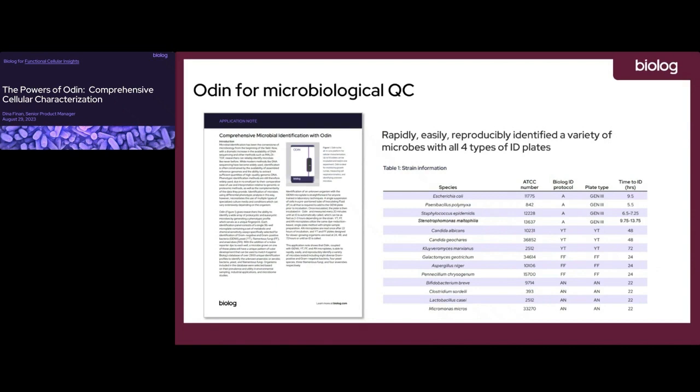So for this particular proof of concept, I'm just showing a table where we took all 4 types of our ID panels and we ran them with a variety of different microbes on Odin. And we were indeed able to identify this wide range of species, just as we expected. So this just shows that we were able to capture this on Odin as we have before on our other instruments.